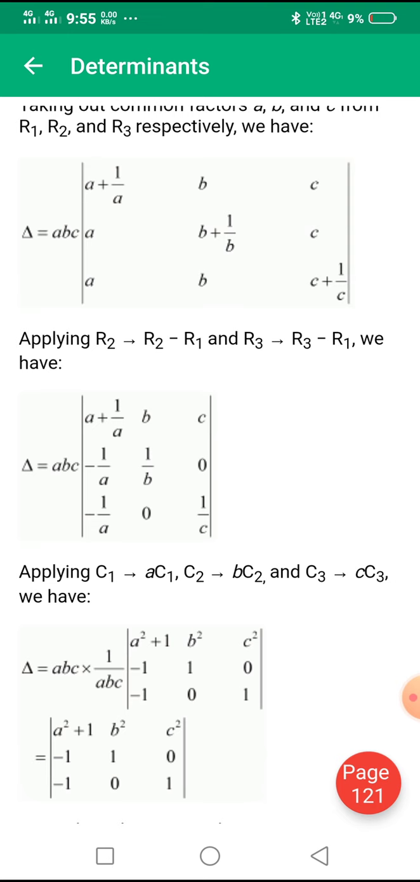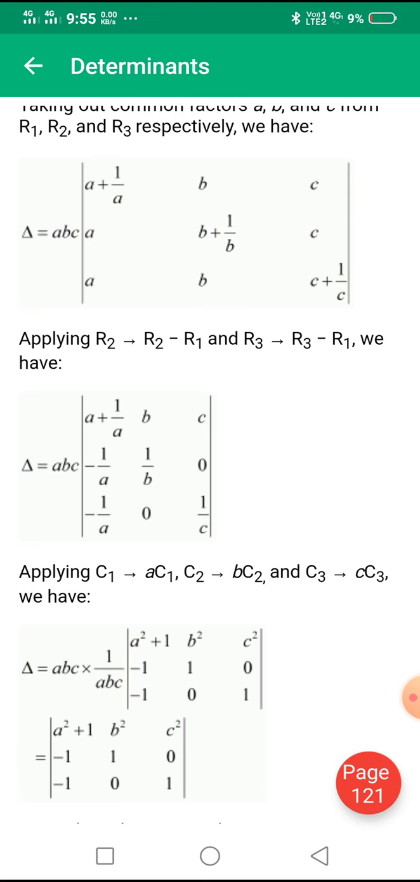In subtracting row 2 minus row 1, clearly plus a and minus a will get cancelled out and we will be left with minus 1 by a. Next, in the second element, b minus b will get cancelled out and we will be left with 1 by b, and the third element, c minus c, will be 0.